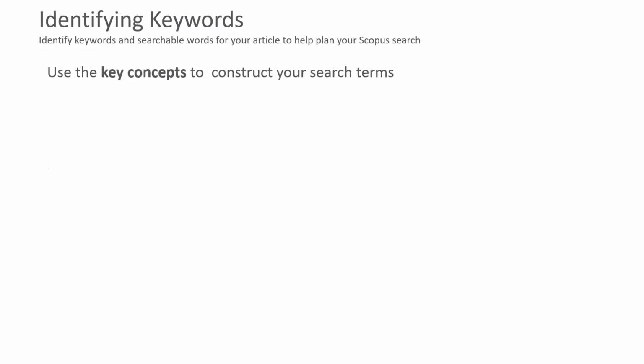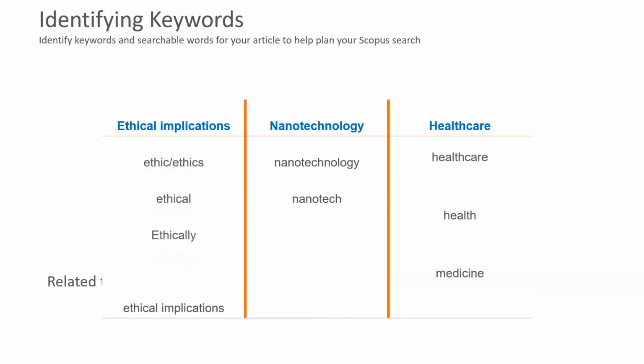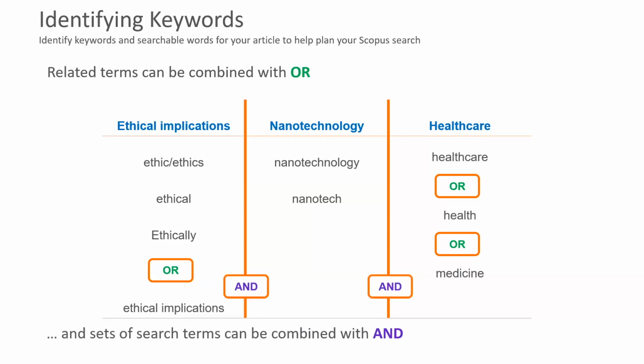So to construct my search terms, I'm going to list any relevant terms, keywords, or phrases I can think of for each key concept. Then I'll use booleans to bind my terms together. You can combine related terms with an OR and sets of terms with an AND.